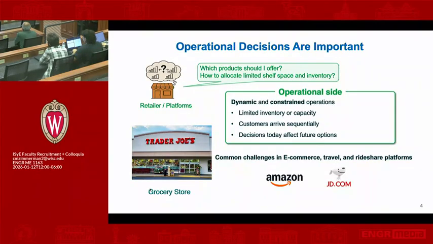The other challenge comes from the operational side. In real life, inventory is finite, and there could be multiple customers sequentially arriving. So what I put on the shelf in the morning will influence what customers can see in the afternoon. This means there is a trade-off between the profit I can get for now and leaving room for profit in the future. Through my experiences at Amazon and JD.com, I've seen these trade-offs repeatedly occurring in retail systems, but of course, they also exist in some platform operations.